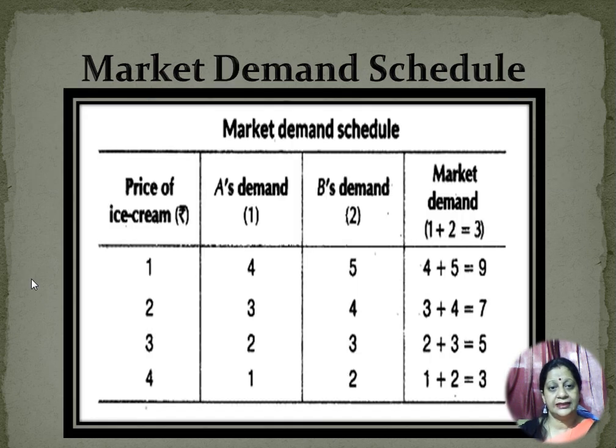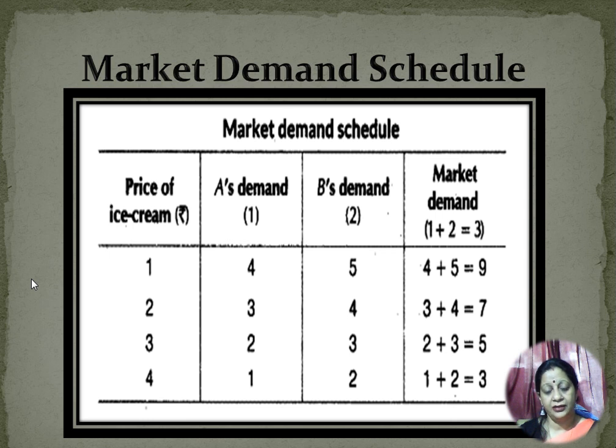Now this is the diagrammatic representation of the market demand schedule. Here there is one product, that is ice cream. Prices of ice cream are 1, 2, 3 and 4, and now two customers are consuming the same product at different prices. A's demand is 4, 3, 2, 1 and B's demand is 5, 4, 3, 2. Now how can you calculate the market demand? By adding A's demand with B's demand.